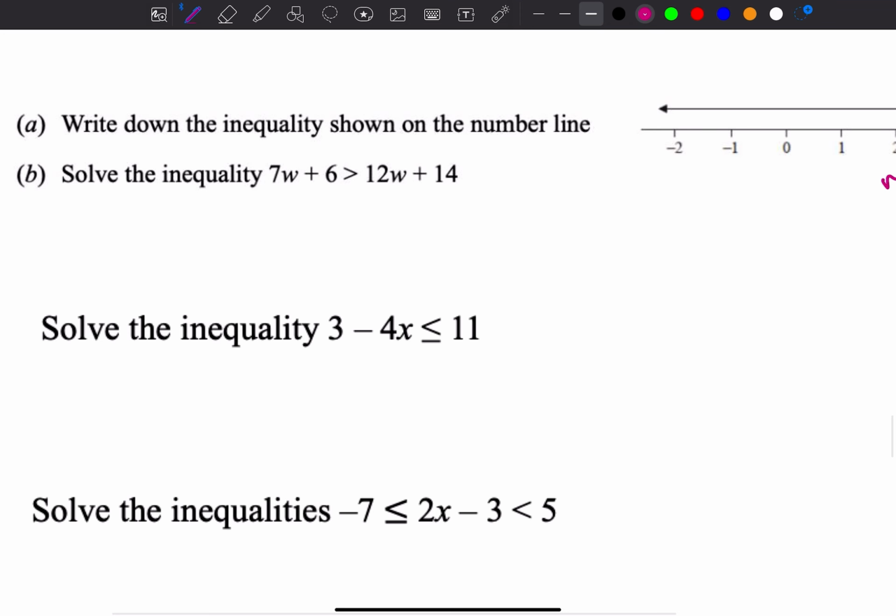The smallest w, 7w, 12, 7w, take it away. 6 here, 5w plus 14, I think. Take away the 14. 6 take away 14 is minus 8, I think. Minus 8 is greater than 5w. W is minus 8 over 5, or you can call it minus 1.6. Okay.